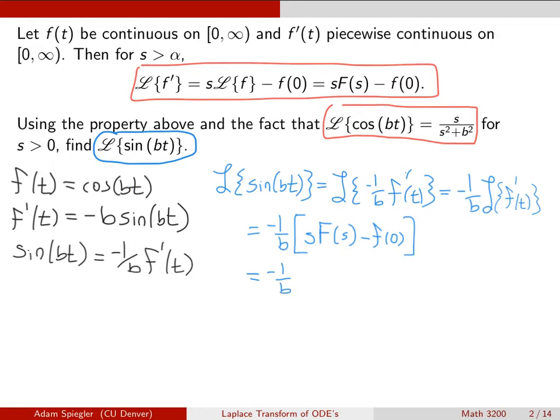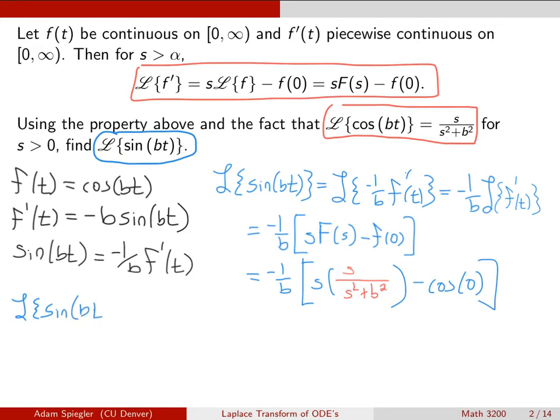So now we've got minus 1 over b times the quantity s, and now we can use the fact that the Laplace transform of cosine is given over here. So we're going to get s divided by s squared plus b squared, which we can use in place of the Laplace transform of f. Then we subtract f of 0, where our function f is the cosine function. So we're going to subtract the cosine of 0. This doesn't quite give us what the table of Laplace transforms tells us we should get for the Laplace transform of sine of b of t.